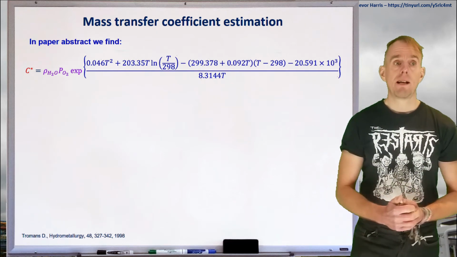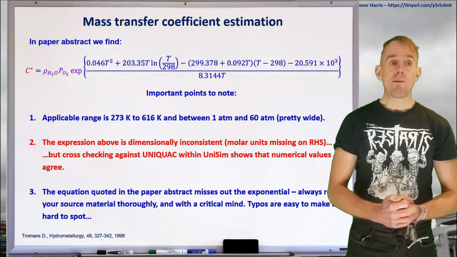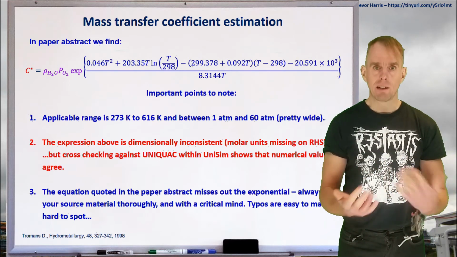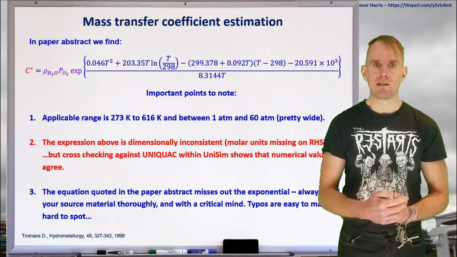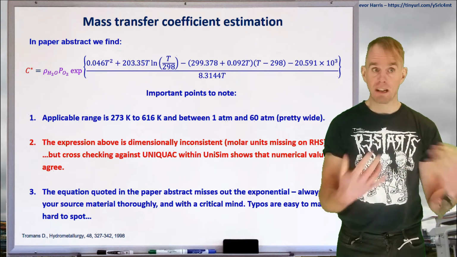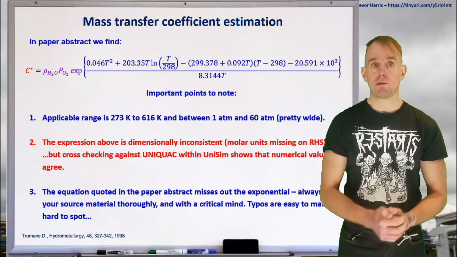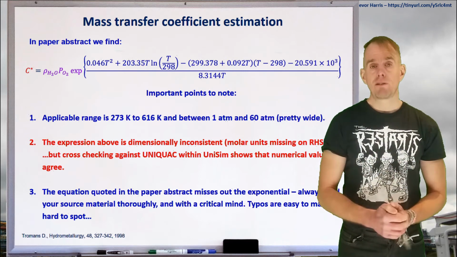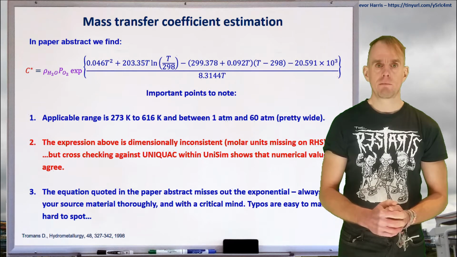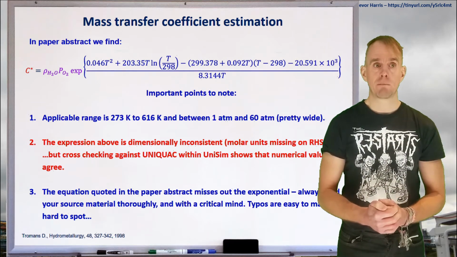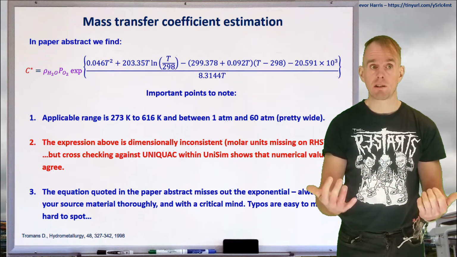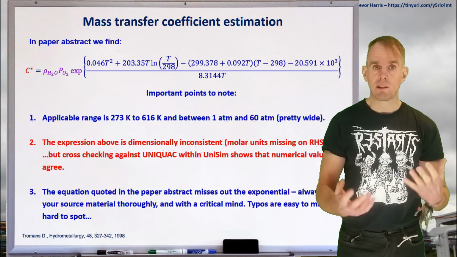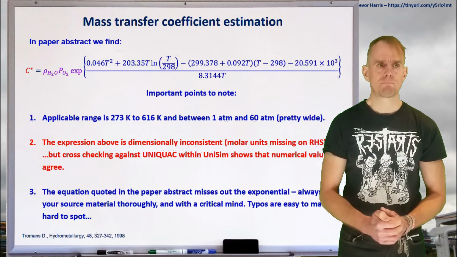So what we now have to resolve is this dimensionality conundrum that we still have. The dimensions of the left hand side and the right hand side still aren't the same. So what do we do? Go and check it using a different means. Look at the ranges of applicability of the correlation first. This particular correlation is valid between 273 Kelvin and 616 Kelvin, which is brilliant, a nice wide range, and between 1 atmosphere and 60 atmospheres, again brilliant, a nice wide range.